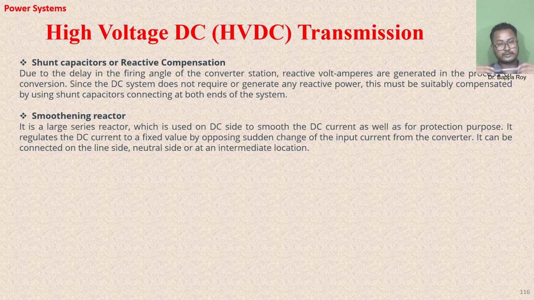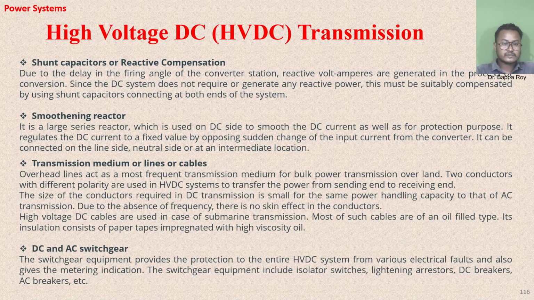Okay, for reactive compensation. Smoothing reactor, it is a large series reactor which is used on the DC side to smooth the DC current, as well as for protection purposes also. It regulates the DC current to a fixed value by opposing any change in the input current from the converter.